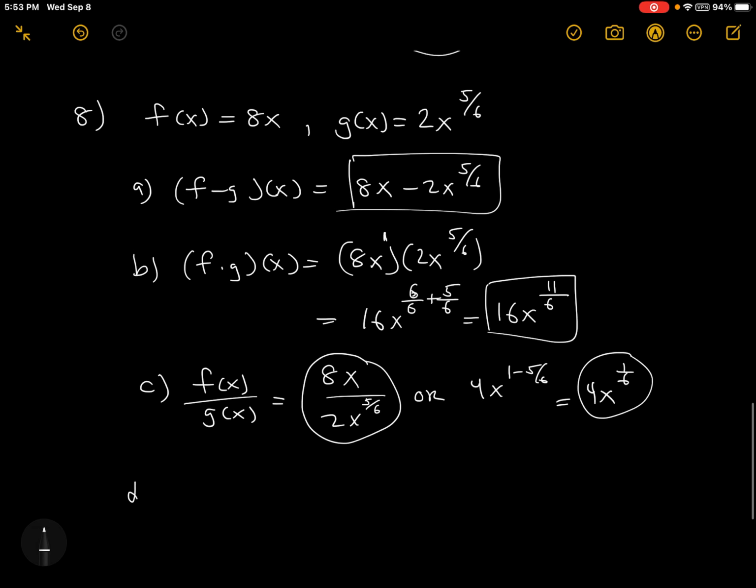Find the domain of f separately. So you look at f, right? It's right here. That's a linear function. You know that's all real. Now be careful when you find the domain of g. This is an even root, right? So if I were to actually rewrite this, this is 2 times the 6th root of x, to the power of 5, right?